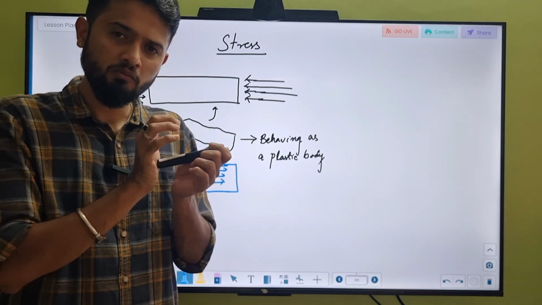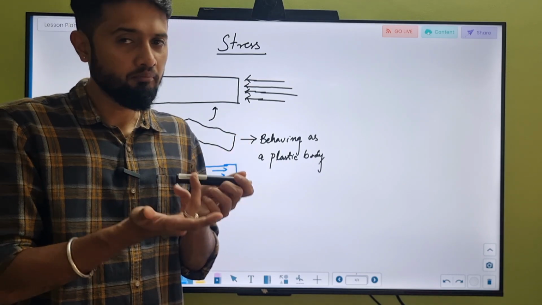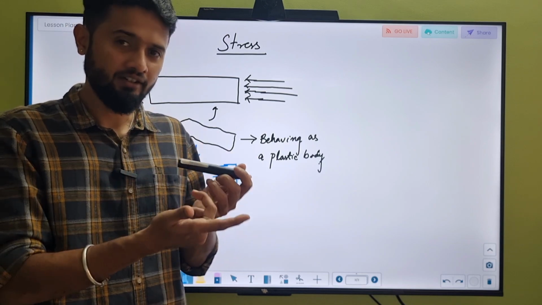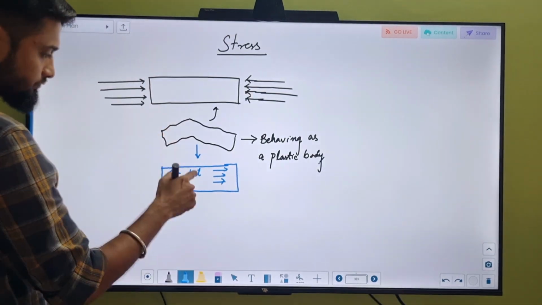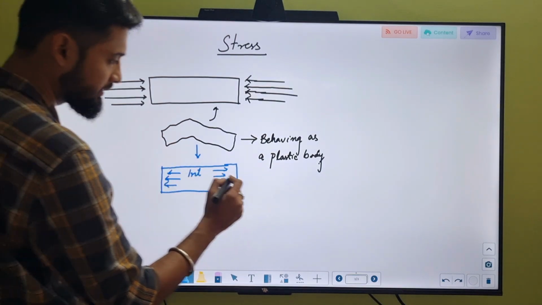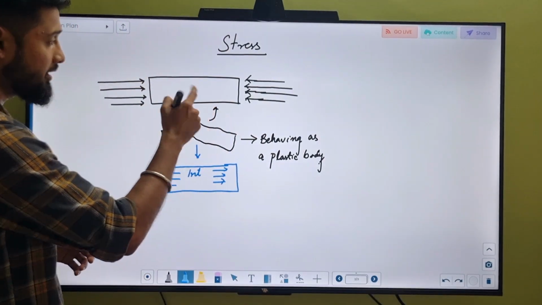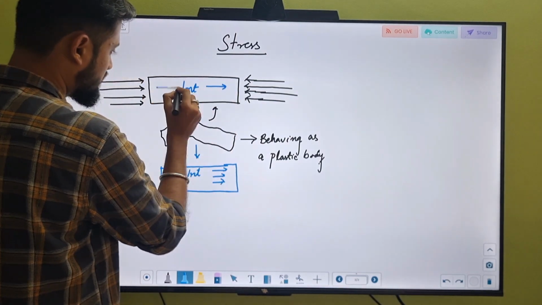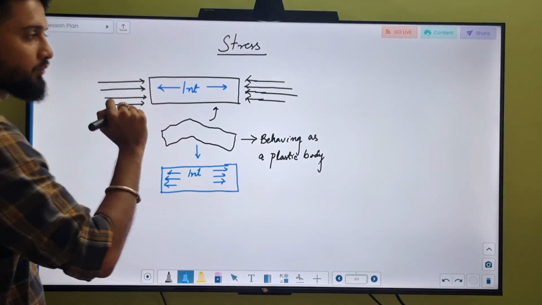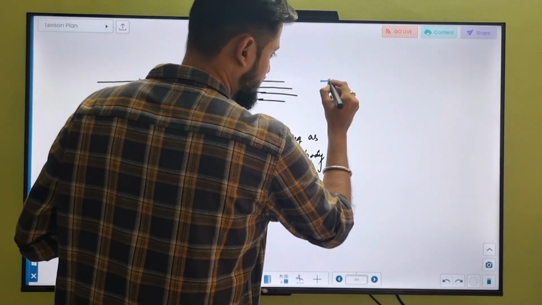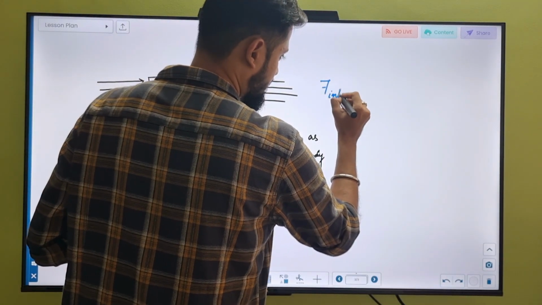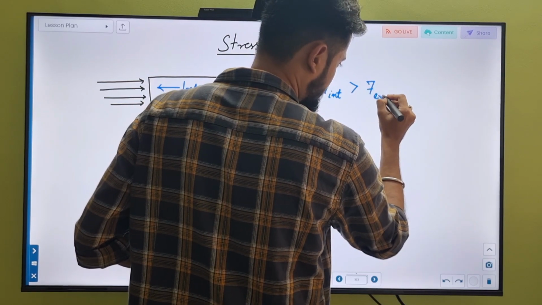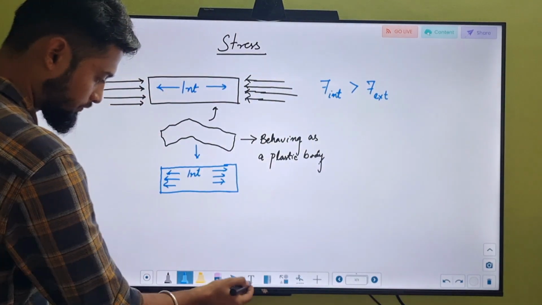Okay, if I push it a bit harder, it might break because here the external force is greater than the internal force. So what's happening here is, if this shape doesn't change, and if this is the internal force, then what does it indicate? It indicates that F internal is greater than F external.